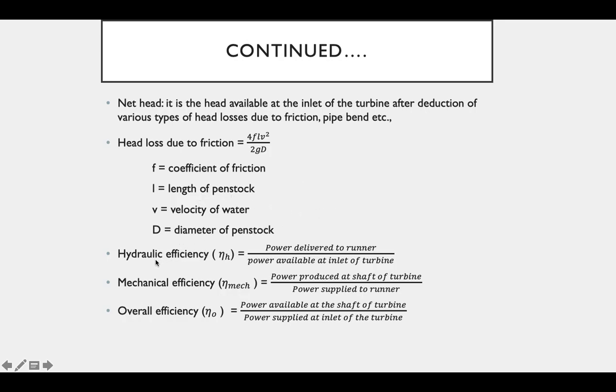Now efficiency terms, one is hydraulic efficiency. It is the ratio of power delivered to the runner, that is runner power, by power available at the inlet of the turbine, that is water power. Runner power by water power. Mechanical efficiency is power produced at the shaft, that is shaft power by runner power. Overall efficiency is the product of hydraulic and mechanical efficiency. It is the ratio of shaft power to water power.